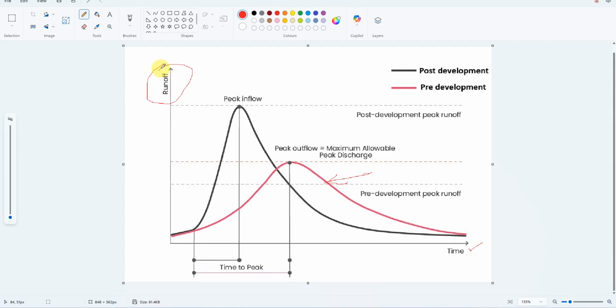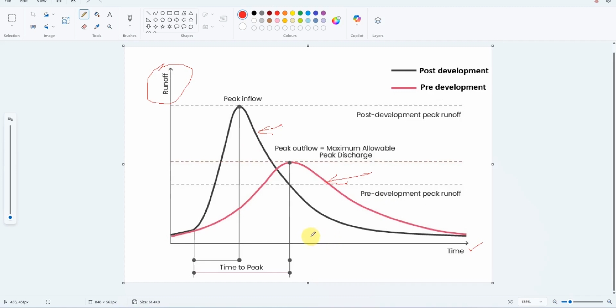Okay, and you can see I have drawn two plots. That is one, the hydrology behavior, that is the pre-development runoff of the site. That is the red line, and this black line is the post-development runoff, how its pattern changes.